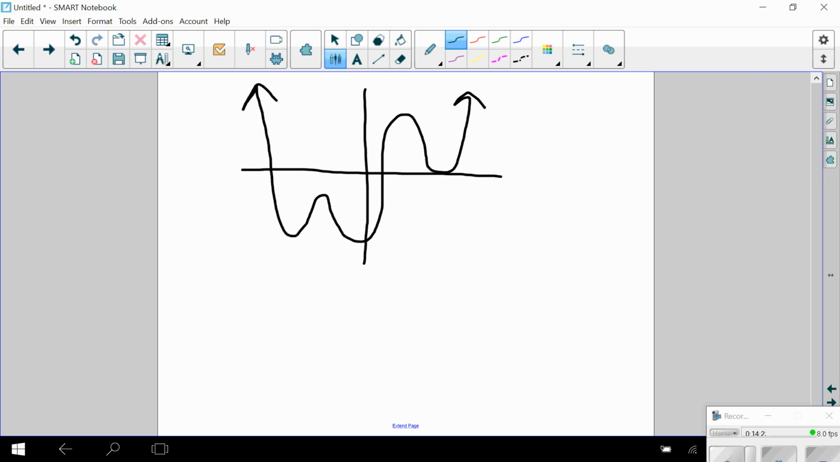Okay, you might want to pause it and copy it down. Let's brainstorm. What do we know about this graph? We know that our end behaviors are going in the same direction. Okay, so we know it's going to be an even. We know that I have 1, 2, 3, 4, 5 turning points. That means it's going to be in the form of y equals x to the 6th. Okay, this is where it gets tricky. So that means I have 6 solutions.